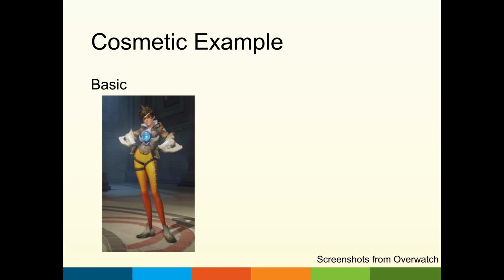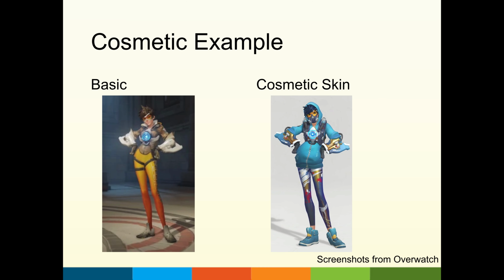Our next cosmetic example comes from the game Overwatch. This is the basic skin or costume for the character Tracer. On the right is a cosmetic skin. Similar to Fall Guys, Overwatch cosmetics do not impact the gameplay. One difference, though, is that cosmetics are applied as a whole skin in Overwatch, so you can't swap out different tops and bottoms and paint scheme as you can in Fall Guys.